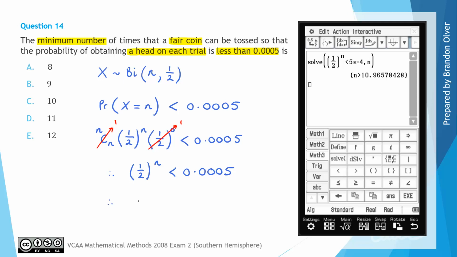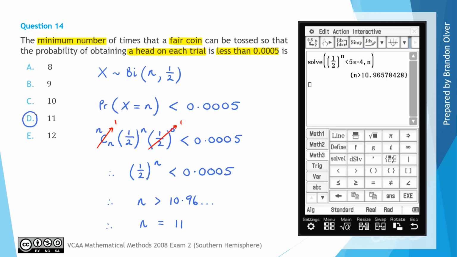So looking at what the calculator gave, we have that n must be greater than 10.96... So the minimum number, if we go back to the question, the minimum number is that n must equal the first integer bigger than 10.96, which is 11. So that gives D being the correct answer to this problem.